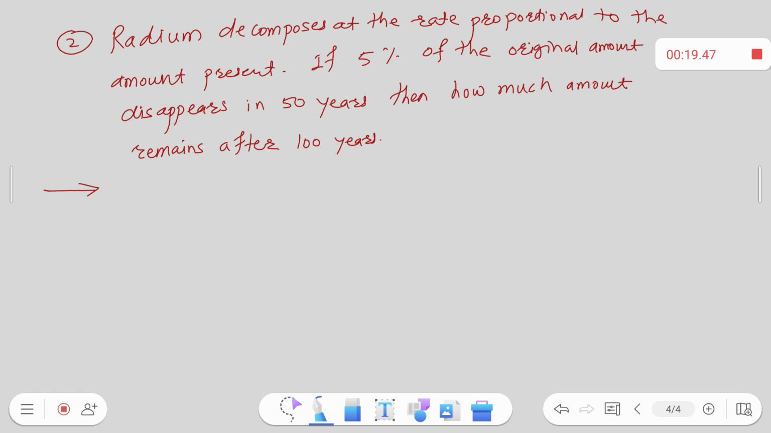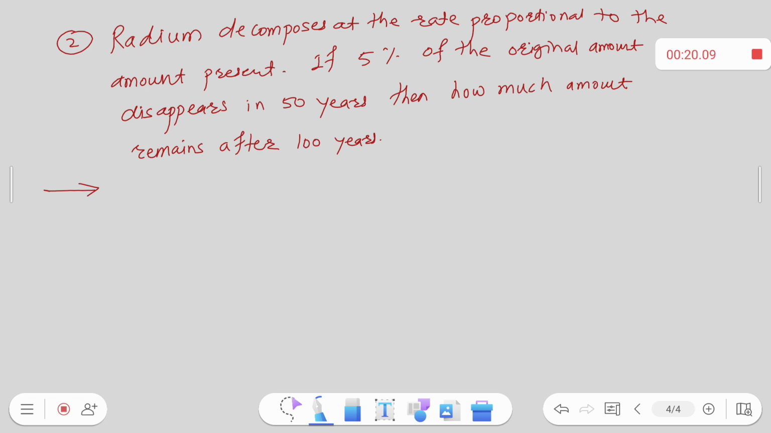इसमें क्या हो रहा है? Decay. कम हो रहा है. Amount कम हो रहा है. 5% वो कम हो रहा है. अभी क्या find करना है? Find the total amount of radium after 100 years. डिकम्पोज होने के बाद जो भी बचा हुआ है वो अमाउंट हमें फाइंड करना है.